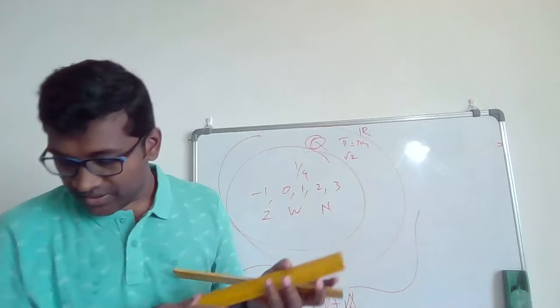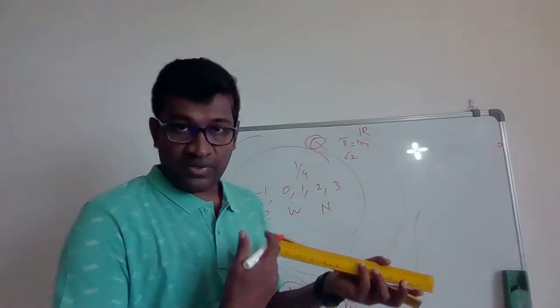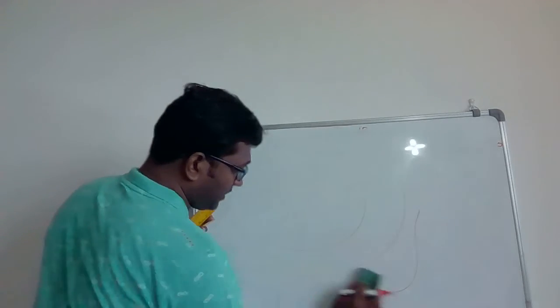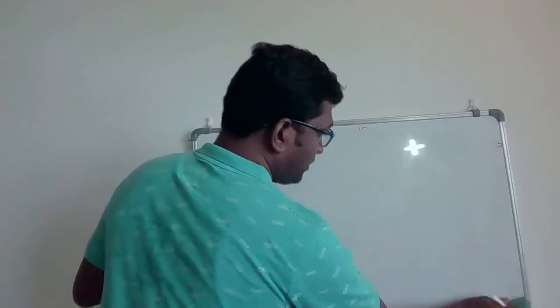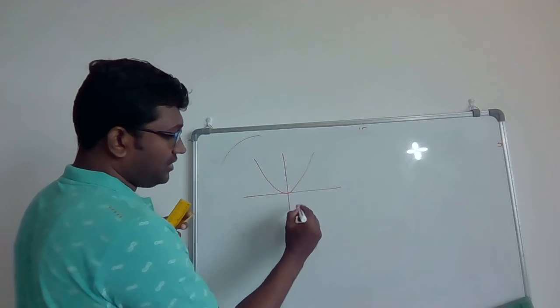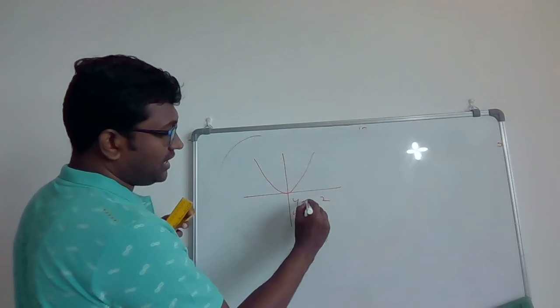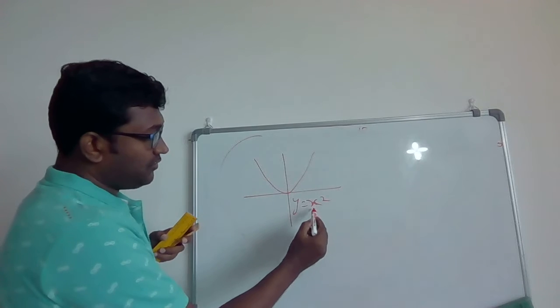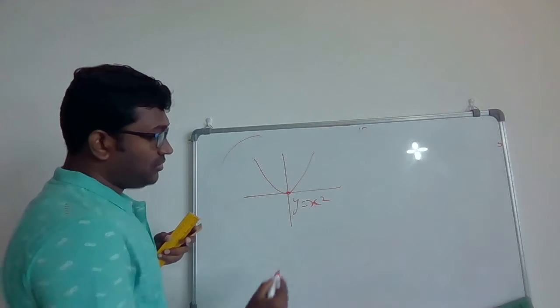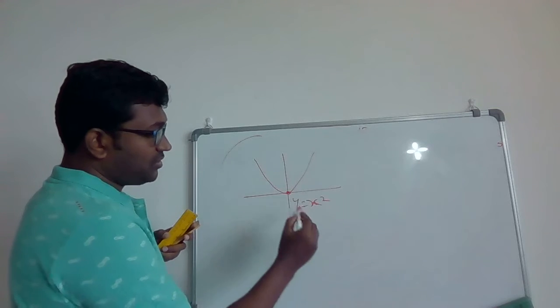But there was a situation where they couldn't represent certain numbers on the scale. I'll give an example of such a number. Let's say we have a function like this: y is equal to x squared. If you want to find a solution of this equation, y is equal to 0 when x is equal to 0.